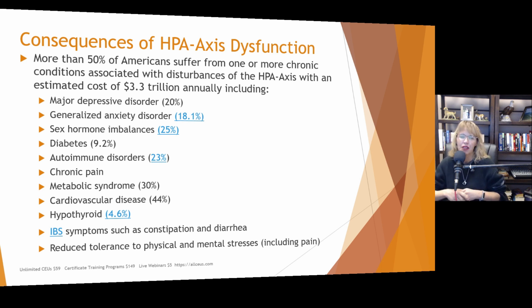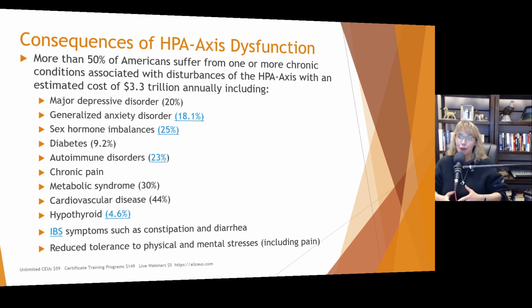Now, that's when it's dysfunctional. Metabolic syndrome, which is characterized by generally having a lot of weight around your belly, having high cholesterol, diabetes, 30% of people. Cardiovascular disease is associated with stress and HPA-axis dysfunction. That impacts a whopping 44% of the population. Let that sink in for a second. Hypothyroid, 4.6, and irritable bowel syndromes like constipation and diarrhea, and reduced tolerance to physical and mental stress. All of these things can be a consequence of HPA-axis dysfunction.